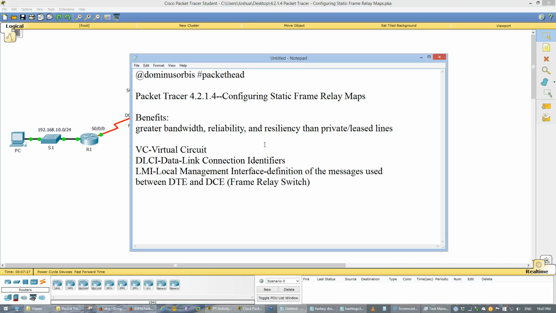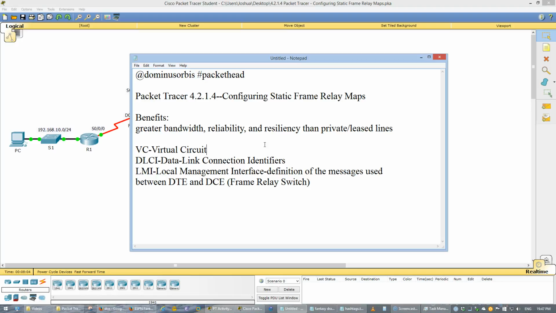4.2.1.4, configuring static frame relay maps. Now, frame relay is a serial interface WAN protocol, and it's preferable to point-to-point protocol, PPP. The benefits are greater bandwidth, reliability, resiliency than private leased lines, and it's also more cost effective. It uses virtual circuits as opposed to physically connected circuits. And the layer 2 identifiers are called DLCIs, which means the data link connection identifiers, and they are locally significant.